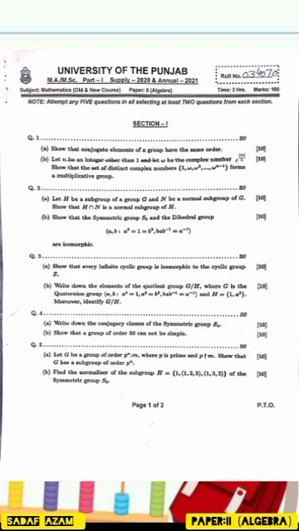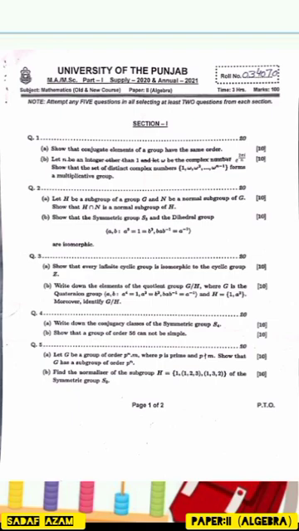Question number 2. A. Let H be a subgroup of a group G and N be a normal subgroup of G. Show that H intersection N is a normal subgroup of H. B. Show that the symmetric group S3 and the dihedral group ⟨a, b : a^3 = 1 = b^2, bab^-1 = a^-1⟩ are isomorphic.